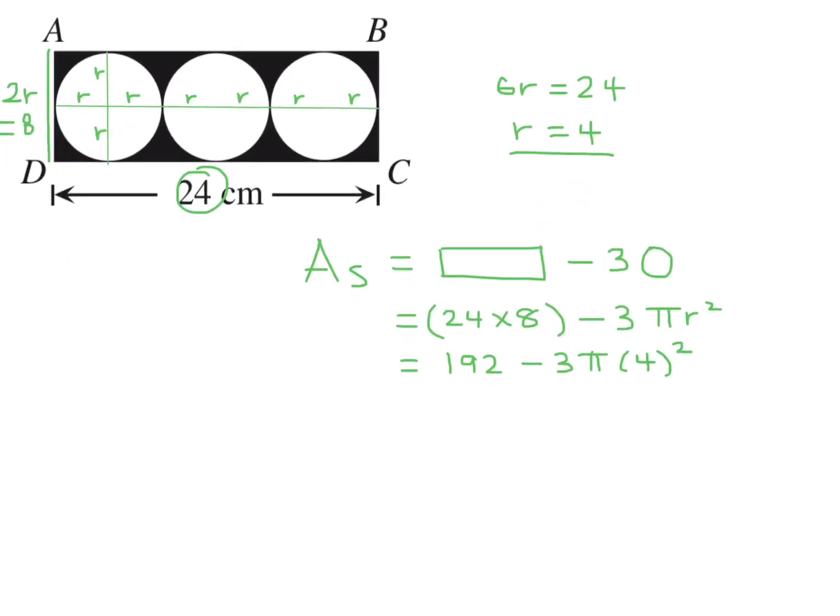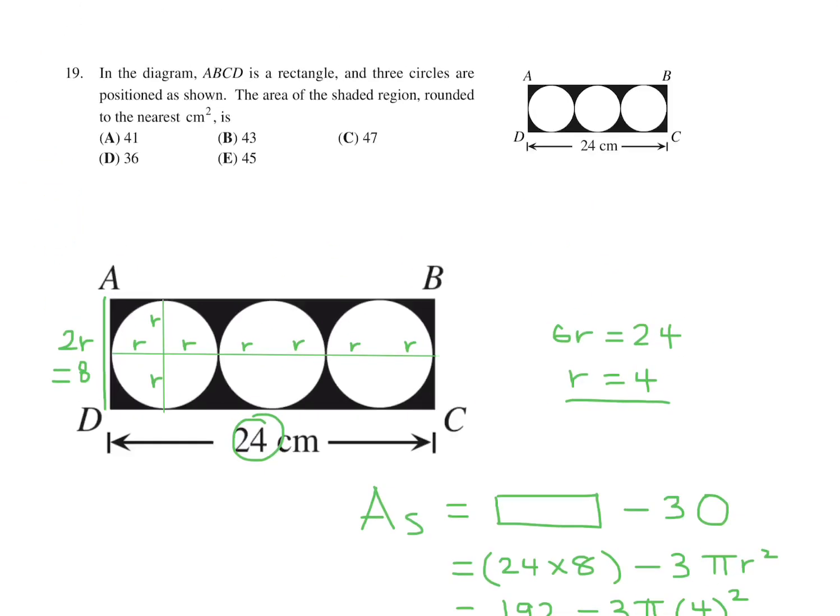Move this up a little bit. So we got 192 minus 4 squared is 16, 16 times 3 is 48, 48 pi. And if you figure out an actual numerical value, this will be 41.28 approximately. So 41.28 is closest to A, 19.